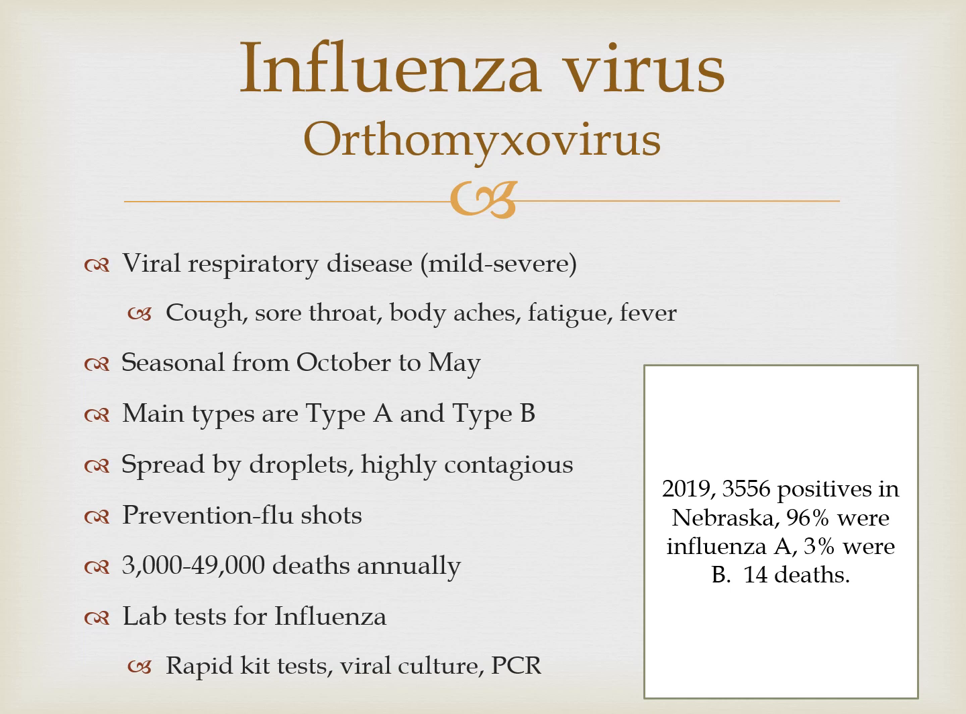It's interesting to note that the flu shot also protects you from H1N1, which is the swine flu. There are about 3,000 to 49,000 deaths annually in the United States, and there's a couple of lab tests that we can do to help diagnose influenza virus. We can do a rapid kit test, also known as a rapid influenza diagnostic test, or we can do viral culture, which can take up to 14 days, so it's pretty slow, or we can use polymerase chain reaction, or PCR, which is a molecular way of identifying the influenza virus.